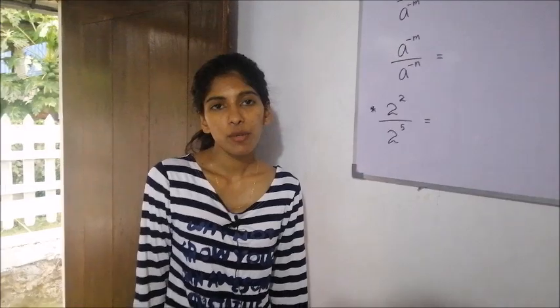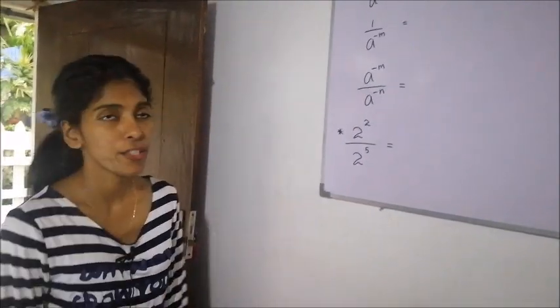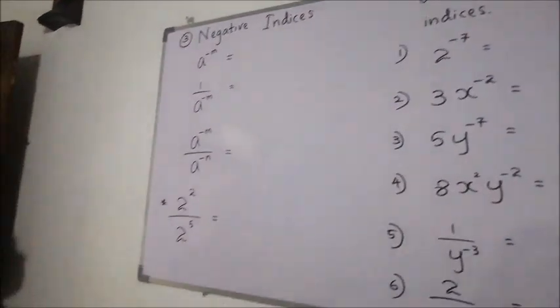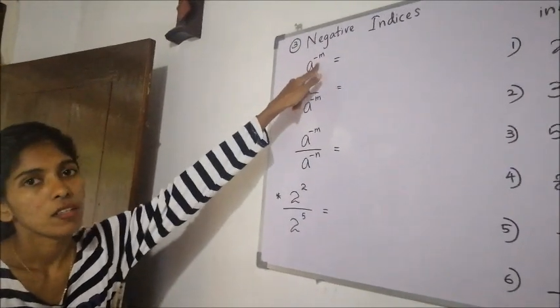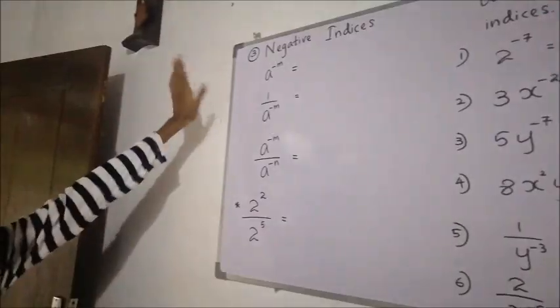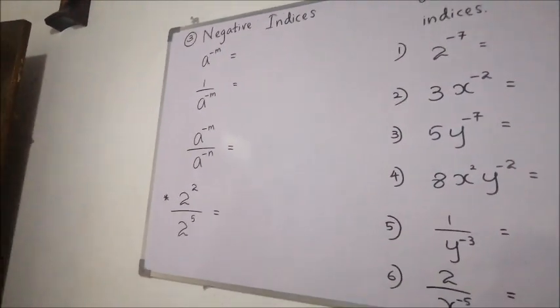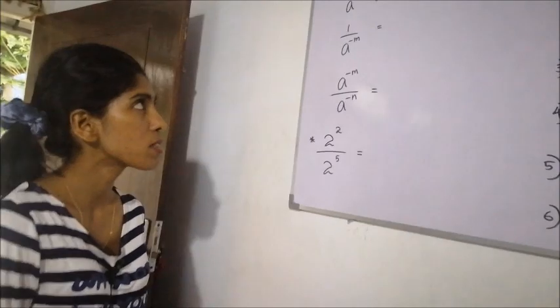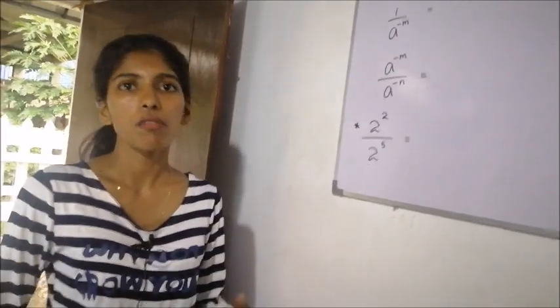Now children, we will go to our third section, negative indices, right? Now the indices are negative. Earlier we saw that all the indices were positive. Now negatives are also there. When we deal with negatives, we need to think about the reciprocal.